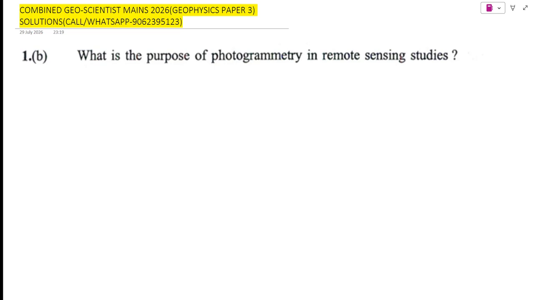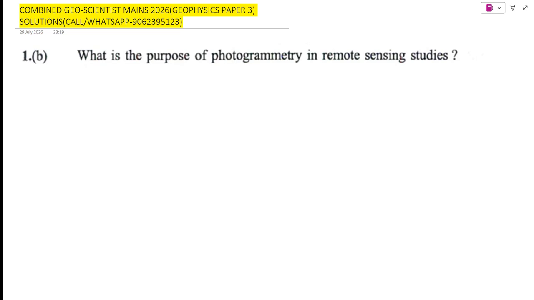Now, just tell me one thing. Can a simple photograph become a measuring tape? The answer is basically yes. Photogrammetry converts the ordinary photographs into the scientific measurements, and that is why it is one of the foundations of the modern remote sensing. Okay.